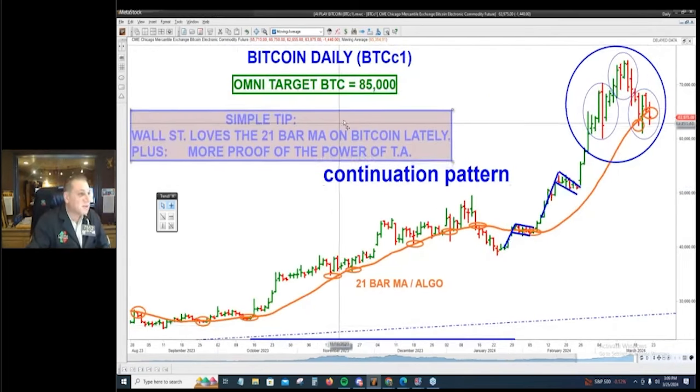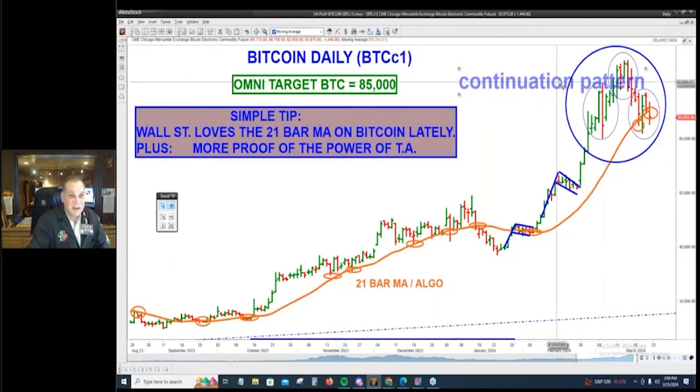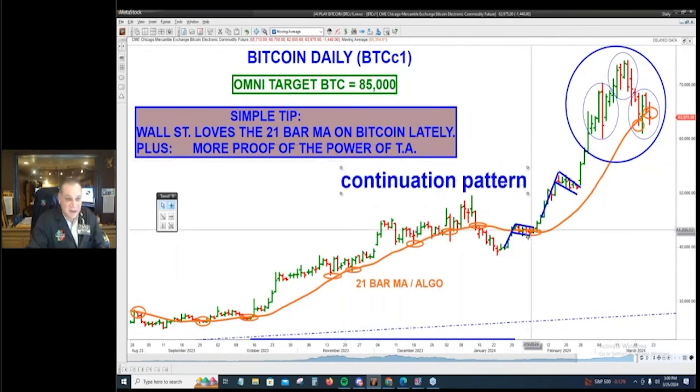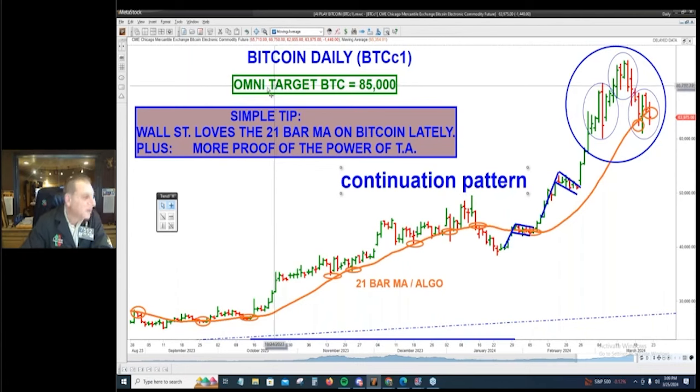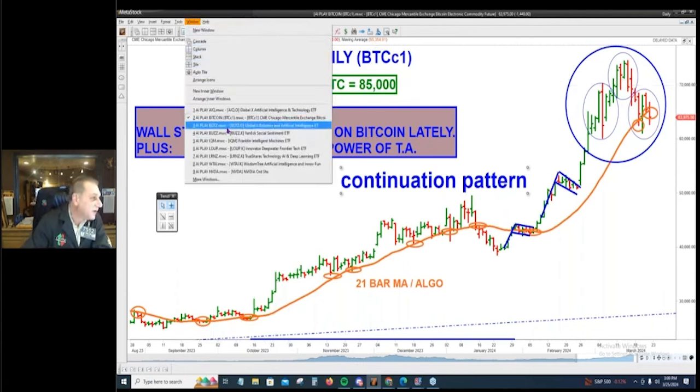So we are still looking to buy the dips because of that continuation pattern and the fact that this average has worked so well in Bitcoin, and we are back at it again. So that's how come Bitcoin made the list, but there are others that you will love.